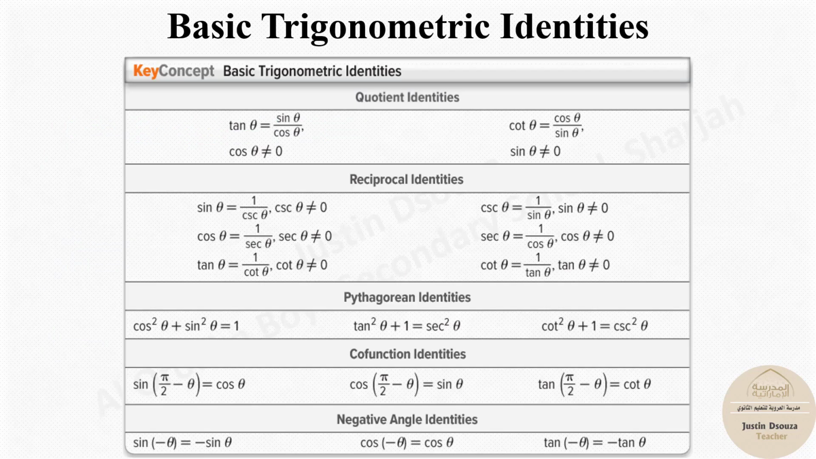Before starting to solve, let's look into the formulas which are most important in this. We have already been through the quotient and reciprocal identities many times, even in the previous lessons. These are the Pythagorean identities in terms of cos and sine, tan and secant, and cot and cosecant. So if you know these, it's more than enough. The remaining ones we will look at in the next video, in the next lesson.